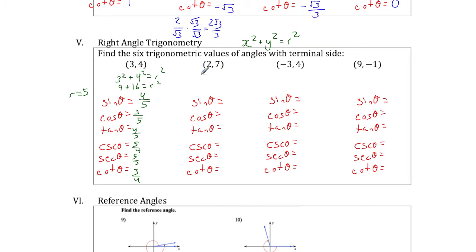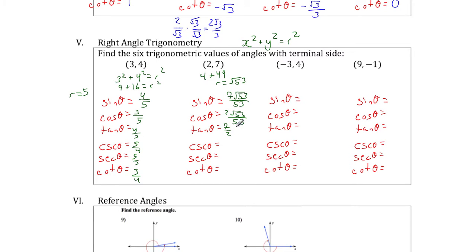Over here, we're going to have x squared, which is 4, plus 49. So that means that r is the square root of 53. So sine is going to be y over r, so 7 over root 53. So that will give us 7 times root 53 over 53. Cosine would be 2 root 53 over 53. Tangent would be, again, y over x, so that's 7/2.